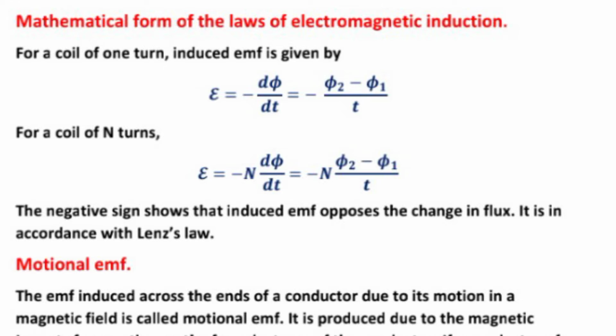Mathematical form of laws of electromagnetic induction. For a coil of one turn, induced EMF is given by epsilon equal to minus d phi upon dt, that is minus phi 2 minus phi 1 upon t. For a coil of n turns, epsilon equal to minus n d phi upon dt, that will be equal to minus n times phi 2 minus phi 1 upon t. The negative sign shows that induced EMF opposes the change in flux. It is in accordance with Lenz's law.